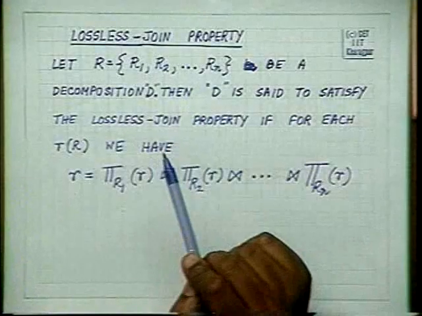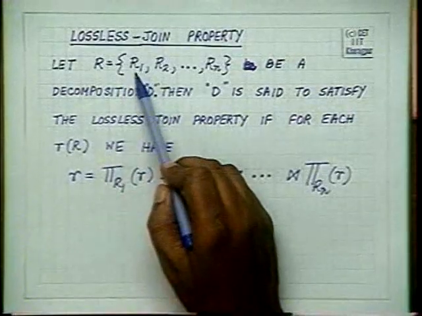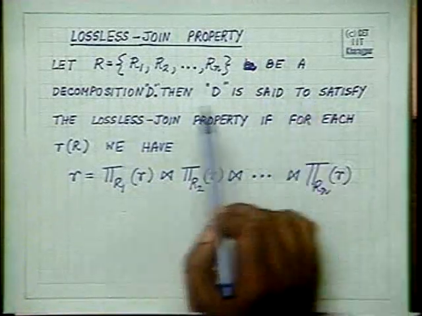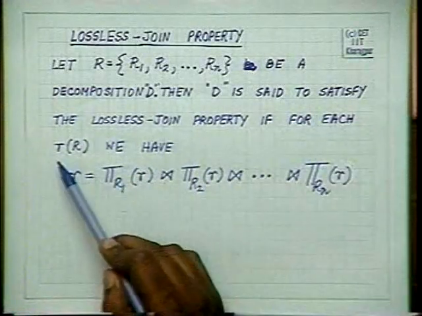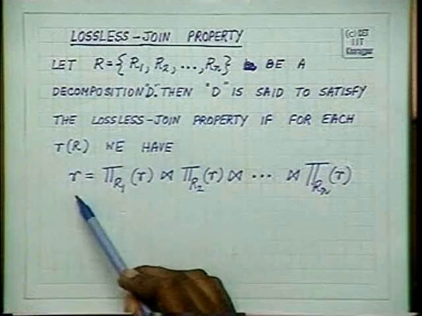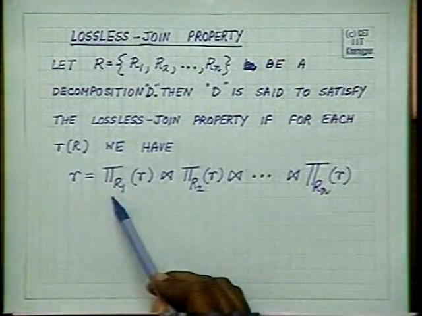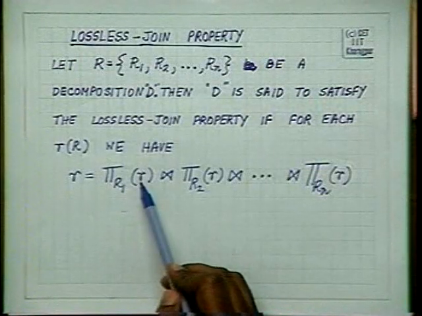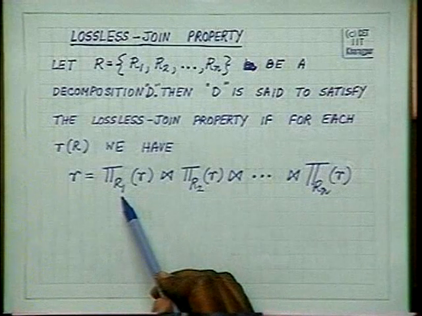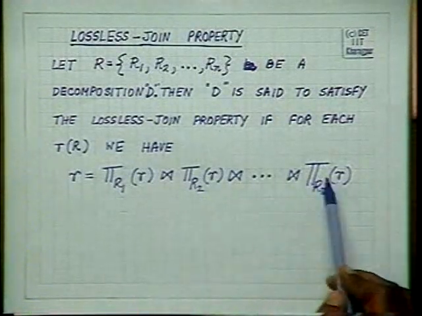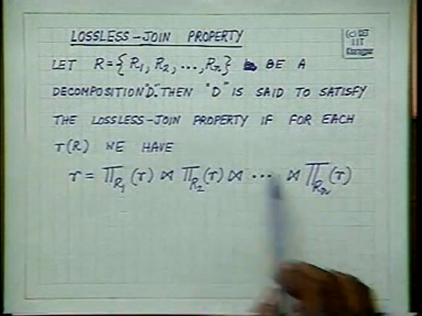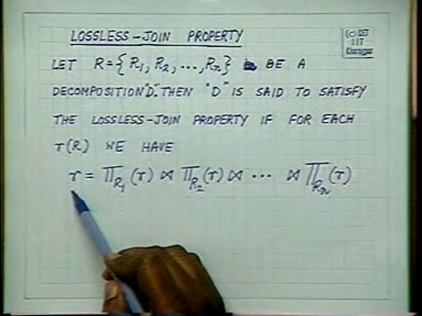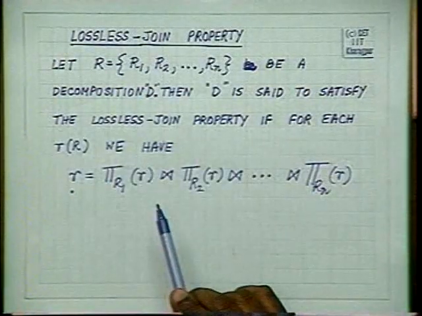The lossless join property of a decomposition. Let R equal to R1, R2 to Rn be a decomposition D. Then D is said to satisfy the lossless join property if for each relation with the relation scheme R, we have R is a natural join of its subschemas. R is equivalent to the natural join of the subschemas. You project out the R1 attributes by decomposition, you project out R2 attributes here, and so on, you project out all the attributes Rn based on this decomposition that you have made, and take a natural join. You should get back the original relation. It is only then that this decomposition is said to satisfy the lossless join property.